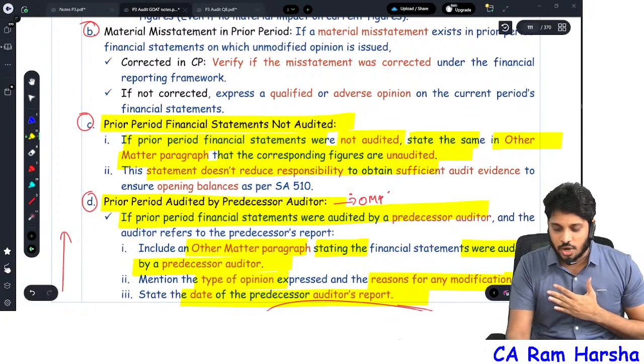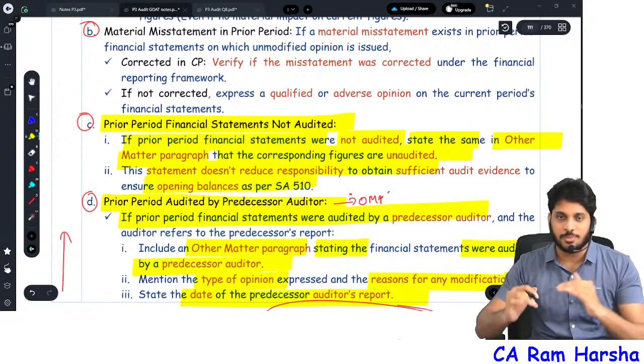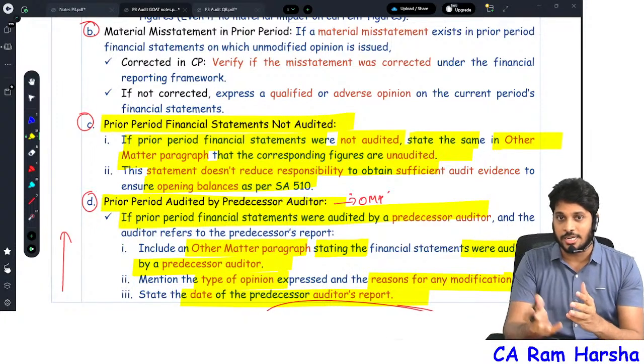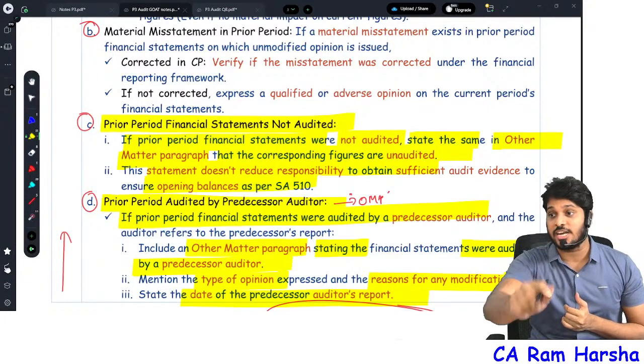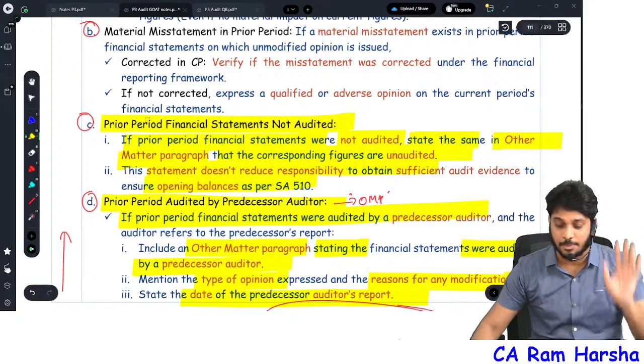This statement does not reduce responsibility for opening balances. Just because you're saying last year's figures were not audited, that doesn't mean you're exempted from verifying the opening balance. As per the 510 standard, you should still obtain sufficient appropriate evidence on opening balances.